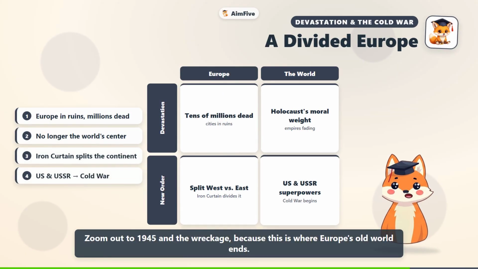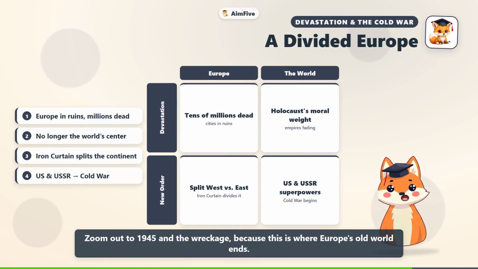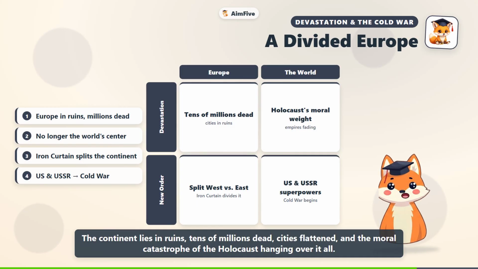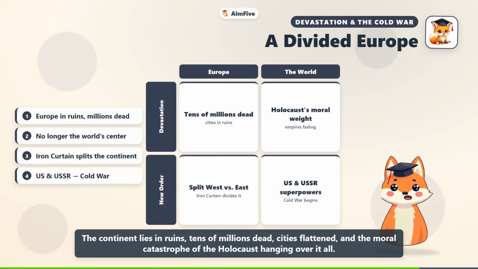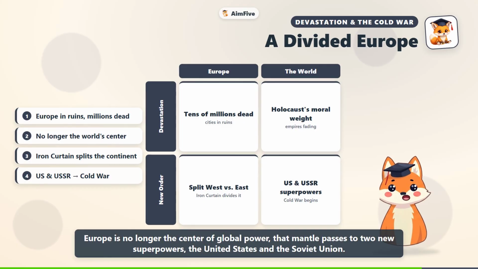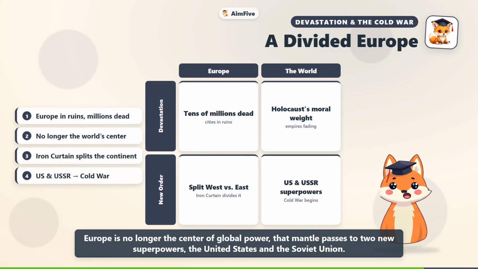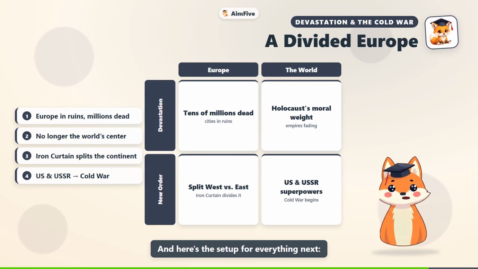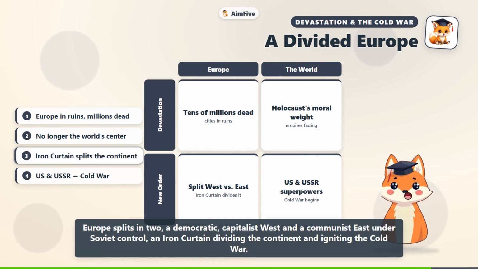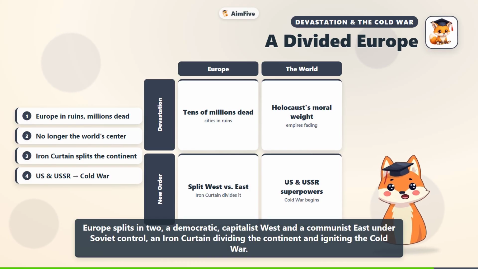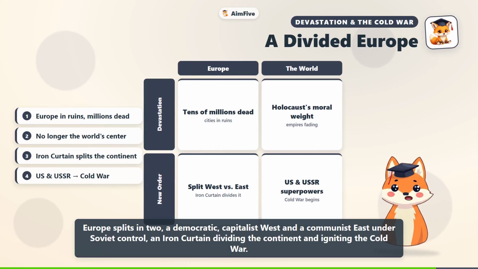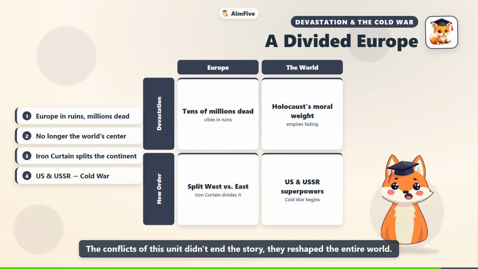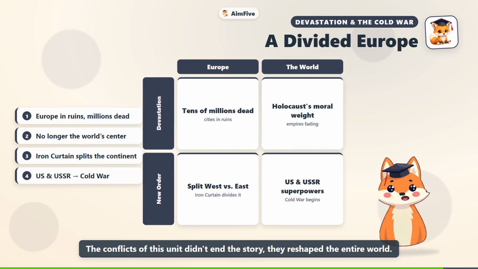Zoom out to 1945 and the wreckage, because this is where Europe's old world ends. The continent lies in ruins, tens of millions dead, cities flattened, and the moral catastrophe of the Holocaust hanging over it all. Europe is no longer the center of global power. That mantle passes to two new superpowers, the United States and the Soviet Union. And here's the setup for everything next. Europe splits in two, a democratic, capitalist West and a communist East under Soviet control, an iron curtain dividing the continent and igniting the Cold War. The conflicts of this unit didn't end the story, they reshaped the entire world.